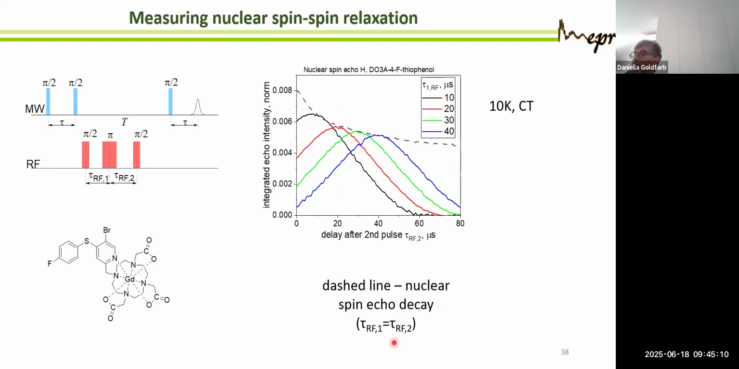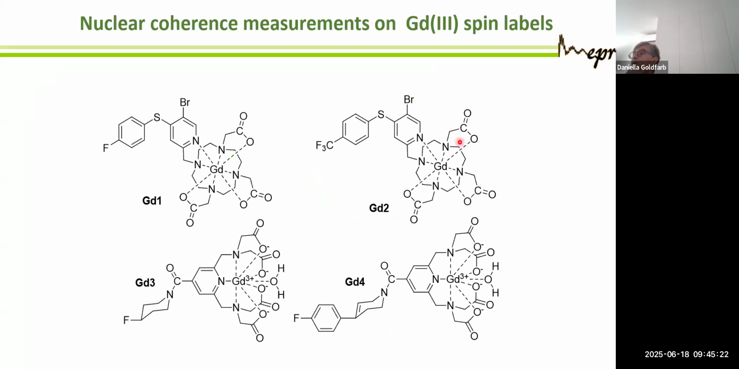If you follow them, you get this decay, and this is the proton one. So now what you can do is fix this time and measure the nuclear echo intensity directly to get this. Here we did these experiments for these model compounds, and this is a DO3A gadolinium label that we use a lot.